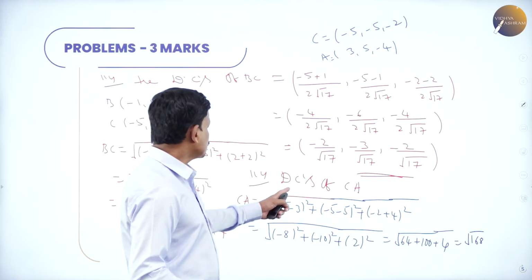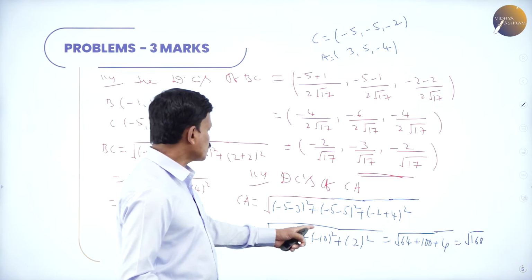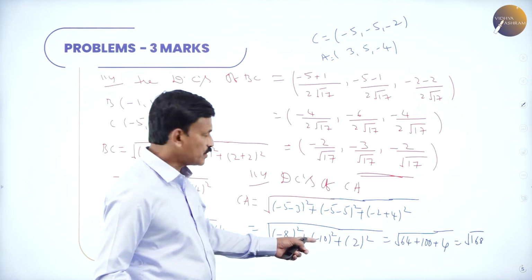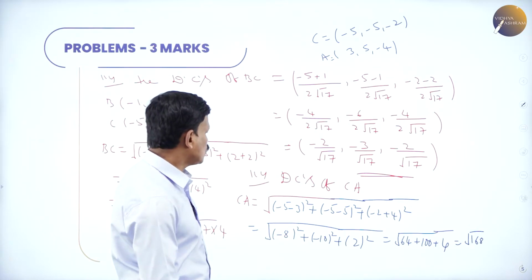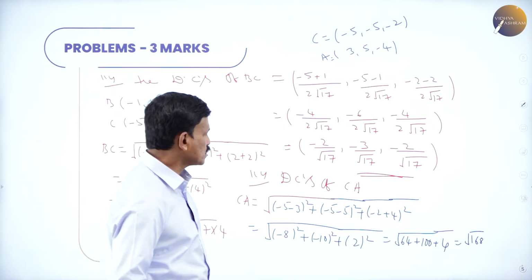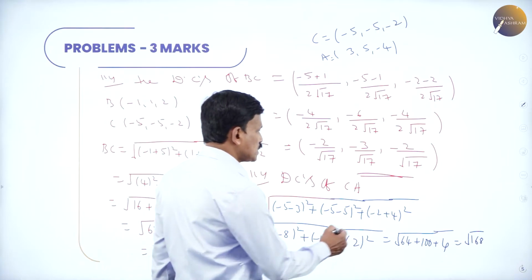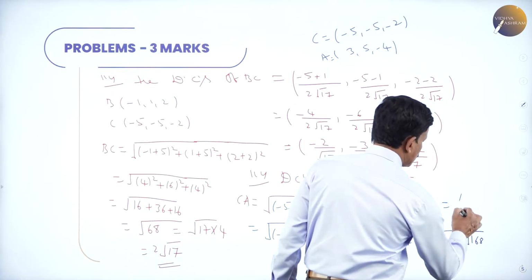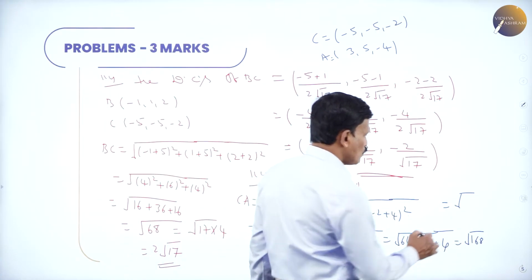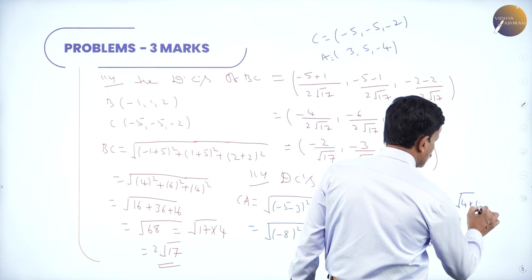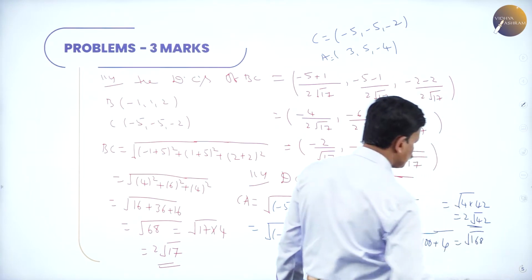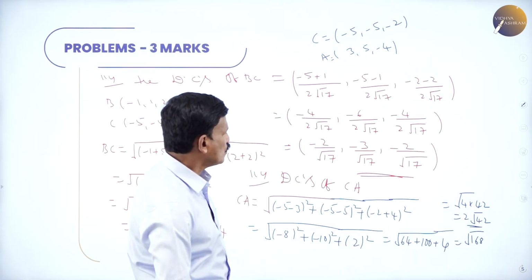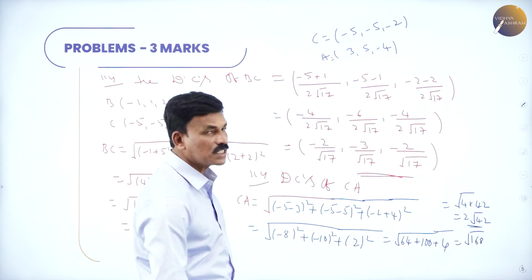So this is direction cosines. To find the direction cosines, first find out the direction ratios. Let us find out the distance. So the distance CA is equal to root of 64 plus 100 plus 4, that is 168. 168 can also be written as square root of 4 into 42, so 2 root 42. 4 2s are 8, 4 4s are 16, 168.